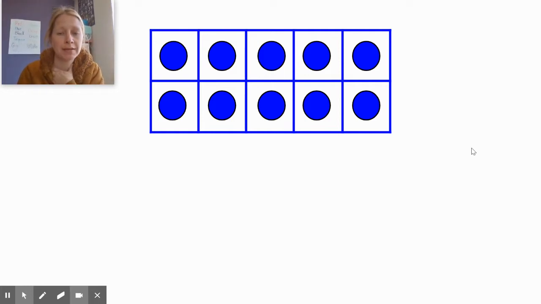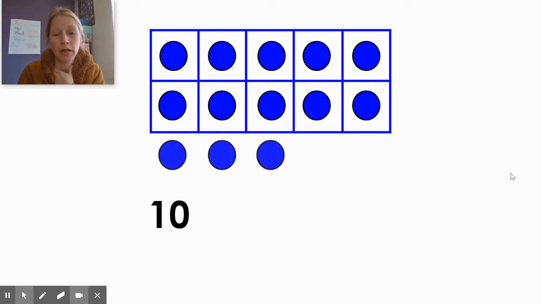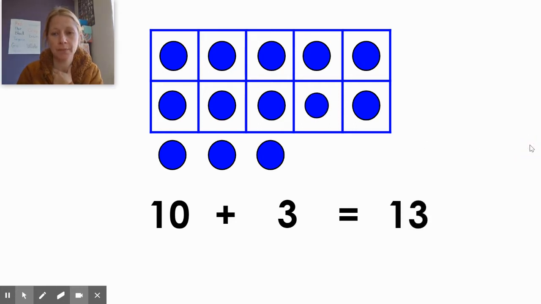On your screen, you can see that we have one group of 10, right? We have a 10 frame and it is all filled up. So I know that that represents one group of 10. Now I'm going to add 3 ones. Okay, so now I have 10 plus 3 because I have one group of 10 and 3 ones. And a lot of you can go ahead and add that quickly, right? We know that that's 13. All right, so 10 plus 3 equals 13.